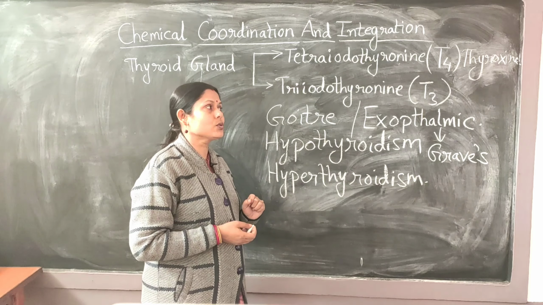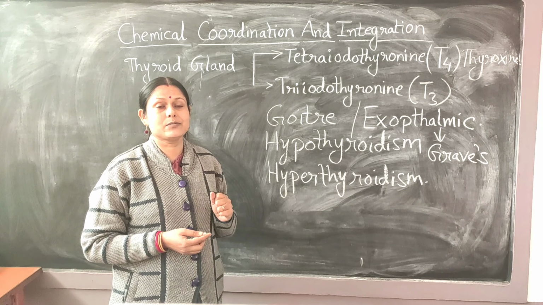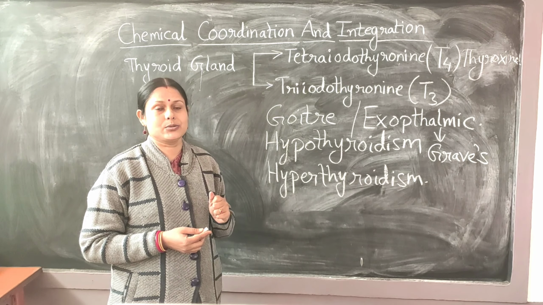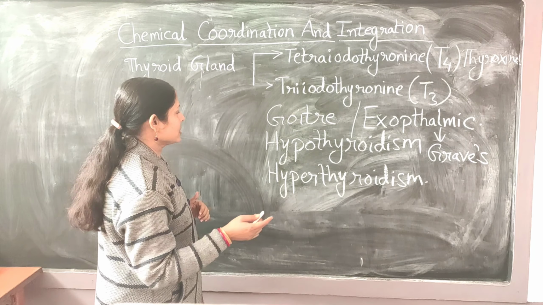But before that, we have to know one more hormone secreted by our thyroid gland, which is called calcitonin or thyrocalcitonin. This is called your calcitonin. So let me write over here.